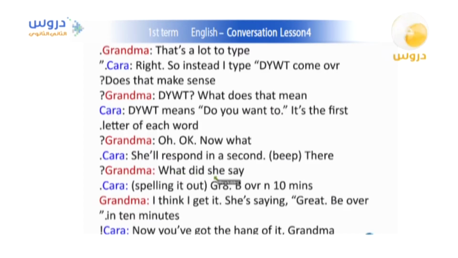Spelling, please move up your GR8, come be over in 10 minutes. Grandma, I think I get it. She's saying great, be over in 10 minutes. Now you have to get the hang of it. Grandma, I can't read because of the mouse.